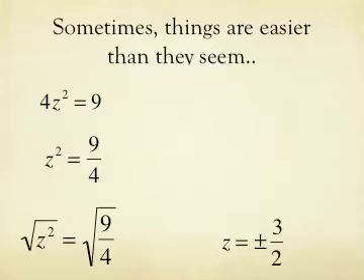And when you think about it, there are 2 square roots of 9/4. There's positive 3/2 and negative 3/2. So there are 2 solutions, 2 numbers I can plug into the original equation for z to make 4z squared be equal to 9. Those 2 solutions are positive 3/2 and negative 3/2.